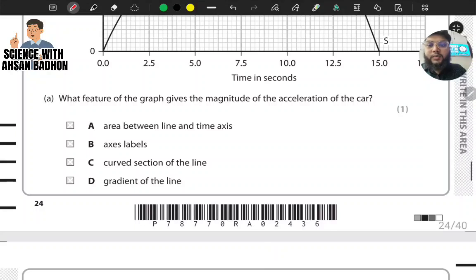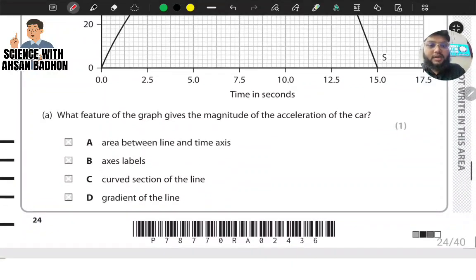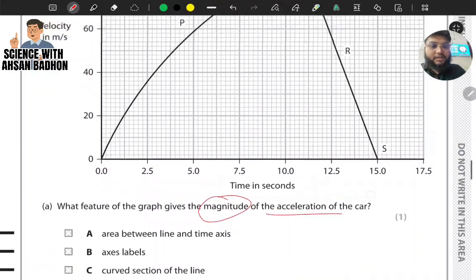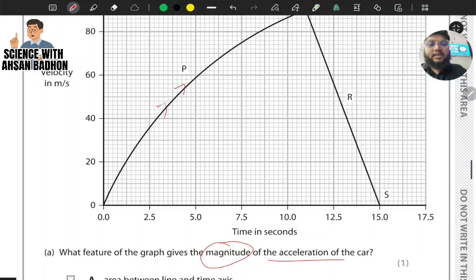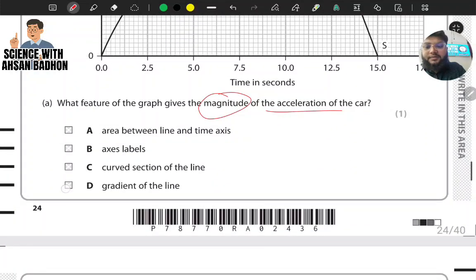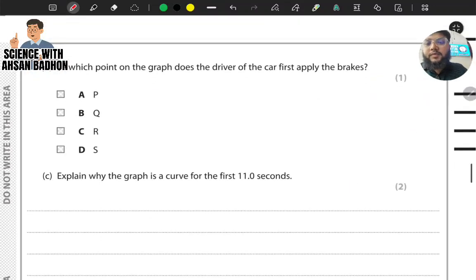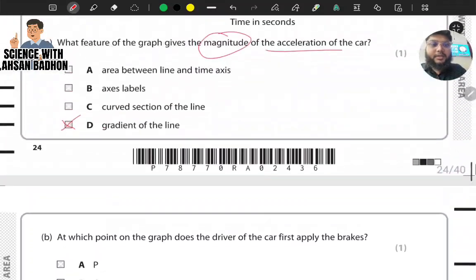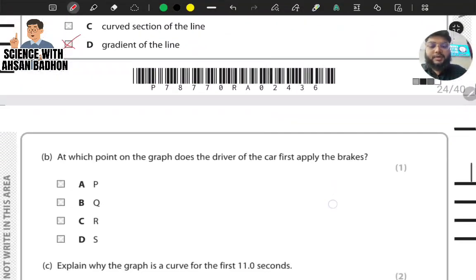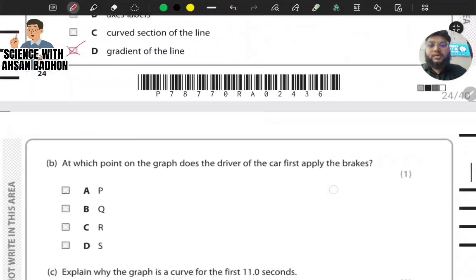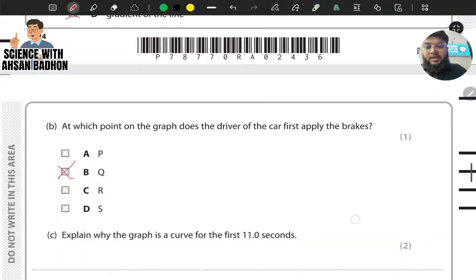In the A part, the question says, what feature of the graph gives the magnitude of the acceleration of the car? So, magnitude of the acceleration. You can see that this is a velocity time graph, and the gradient of the graph would give us the acceleration. So your answer should be number D. Okay, next move on to the B part. At which point on the graph does the driver of the car apply the brakes? Okay, so when the car starts to decelerate, at that point the person applies the brakes, so it should be in Q. So your answer should be B.